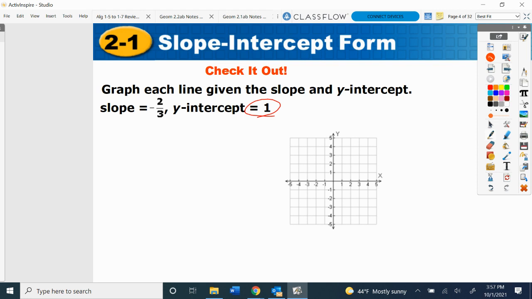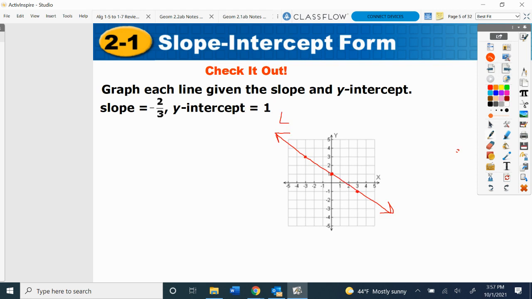All right, let's check this out and see what you guys got. There is our y-intercept right there, a positive 1. This has a negative slope, so it should be pointing to the left, which the line does. From each point, I'll show you what I did. You could go down 2 and then to the right 3. You could also go up 2 and then go to the left 3. Either way would get you where your line would go, and it would make it go in a negative direction.